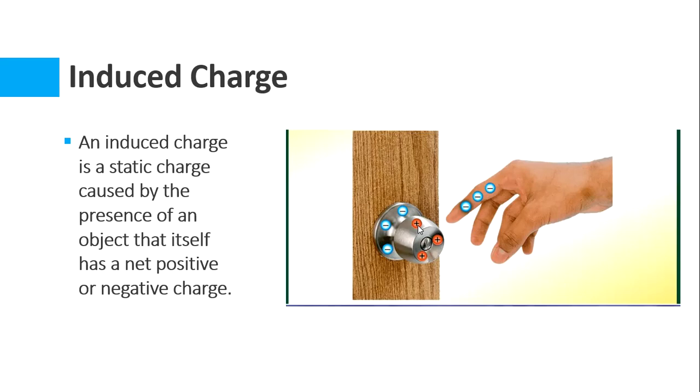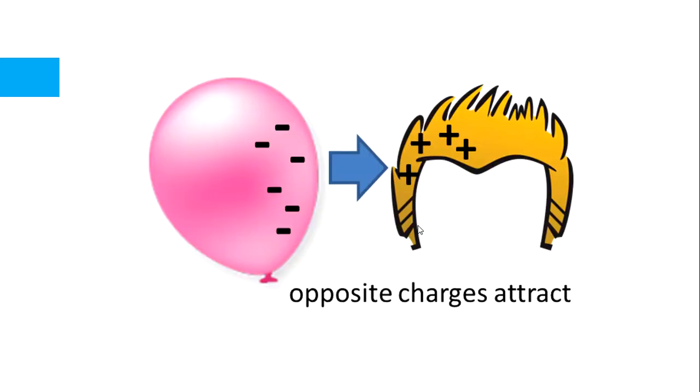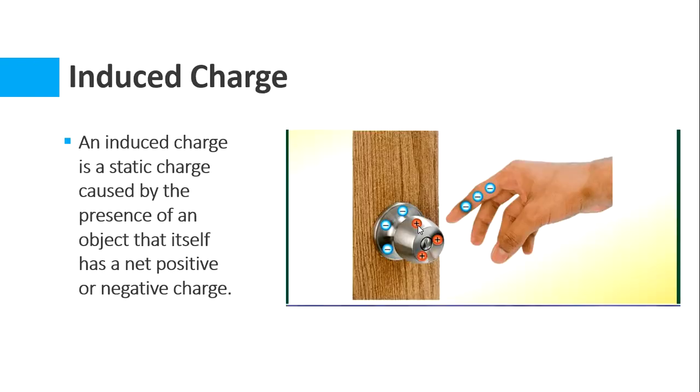Now when a charged object is placed near a neutral object, an object with no net charge, that charged object can affect the overall charge of the neutral object. Let us say like charges within the neutral object are repelled, and unlike charges are pulled towards it. This movement can cause an induced charge to form. So an induced charge is a static charge that is caused by the presence of an object that itself has a positive or a negative charge.